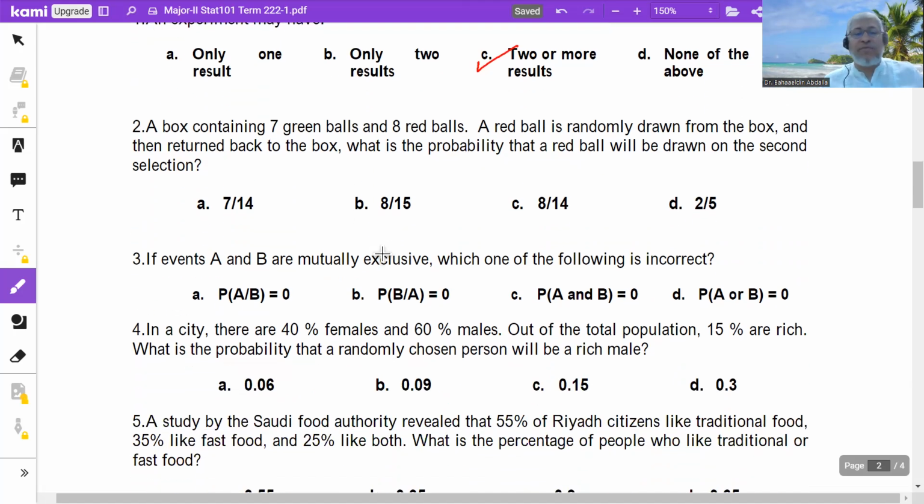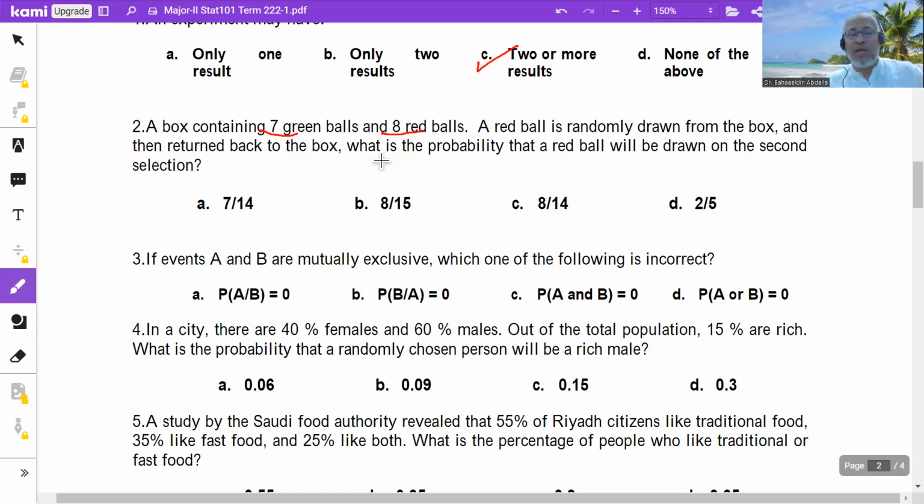A box containing 7 green balls and 8 red balls. A red ball is randomly drawn from the box and then returned back to the box. If we return the red ball to the box, we still have 8 red balls and 7 green balls. So the number of balls is not changed. We have 8 plus 7, 15 balls, and 8 of them are red, 7 of them are green.